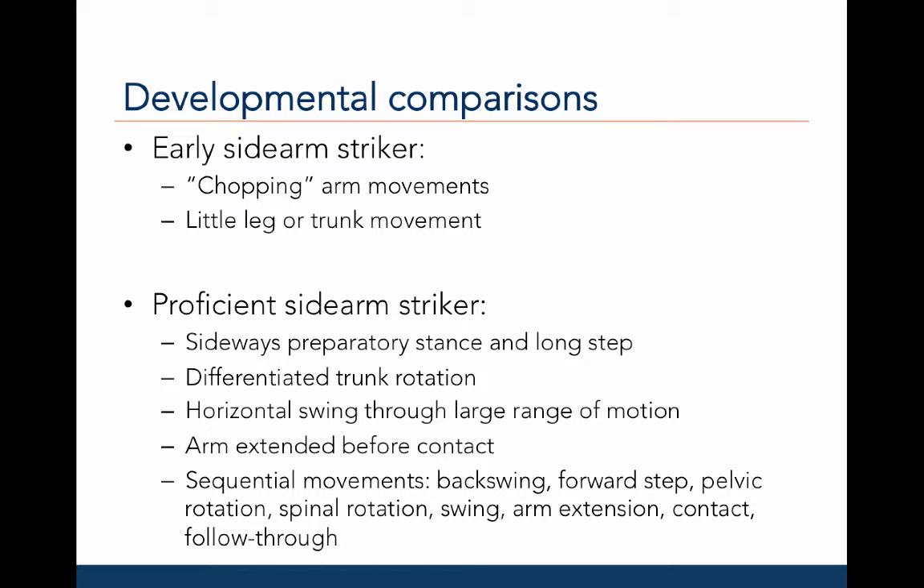In contrast, the proficient sidearm striker starts the movement in a sideways preparatory stance. He takes a long step. He shows differentiated trunk rotation. The horizontal swing moves through a large range of motion, and the arm is extended just before contact. The proficient striker's movements are sequential. There is a backswing, forward step, pelvic, then spinal rotation, forward swing with arm extension, and a full follow-through.